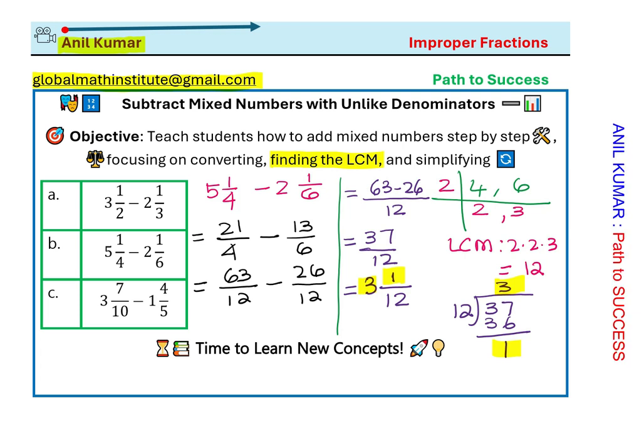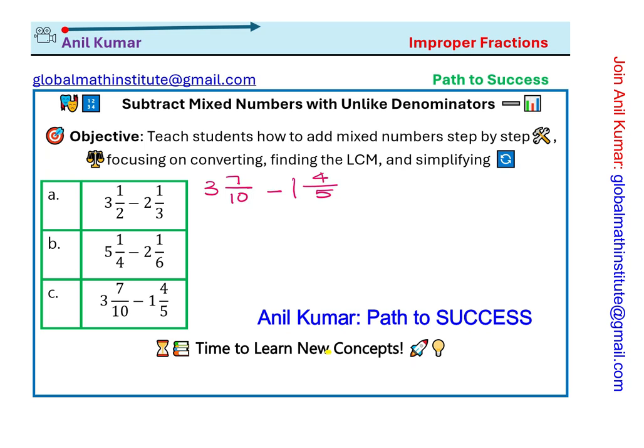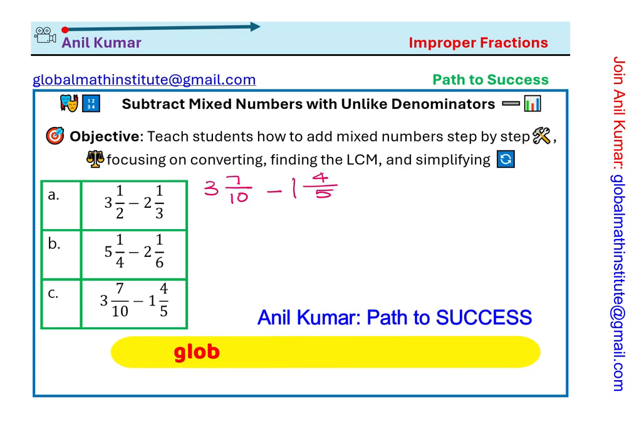Great. Let's now look into the third question here, which is 3 7 over 10 minus 1 4 over 5. Now, in this case, 10 is a multiple of 5. So we don't have to do much. We know that we need to convert it to LCM of 10, right?